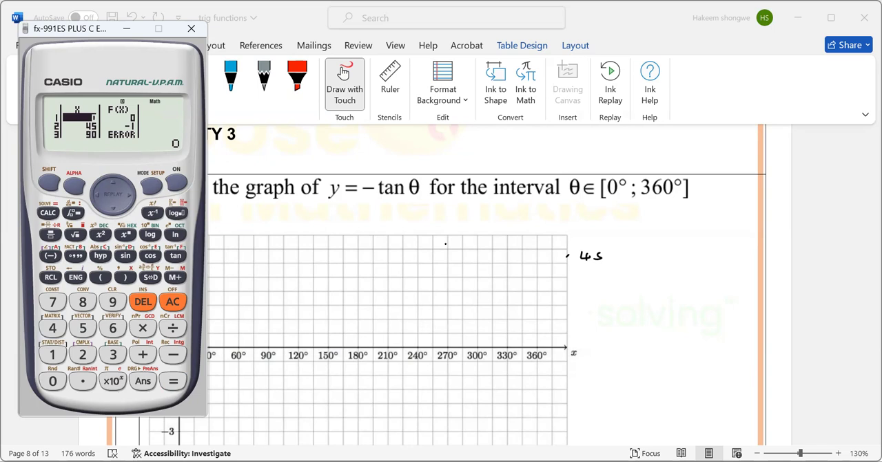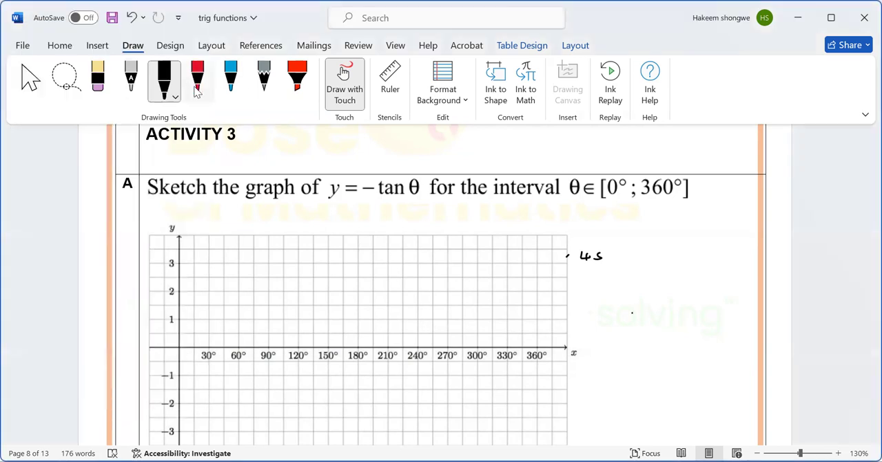Right? But we are not going to start at 0 and 0. We're going to start at the asymptotes. Where are your asymptotes then? It seems as if there's an asymptote at 90. Right? Okay, we come to our asymptote, and then the other one is 270. Okay, this is where we expect to find our asymptotes. Right?